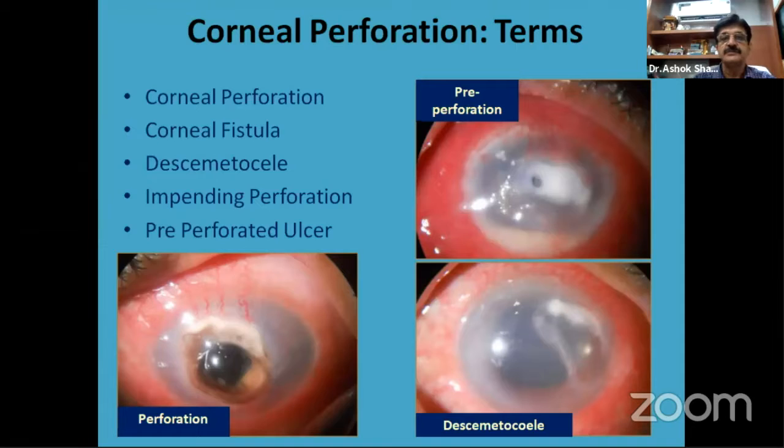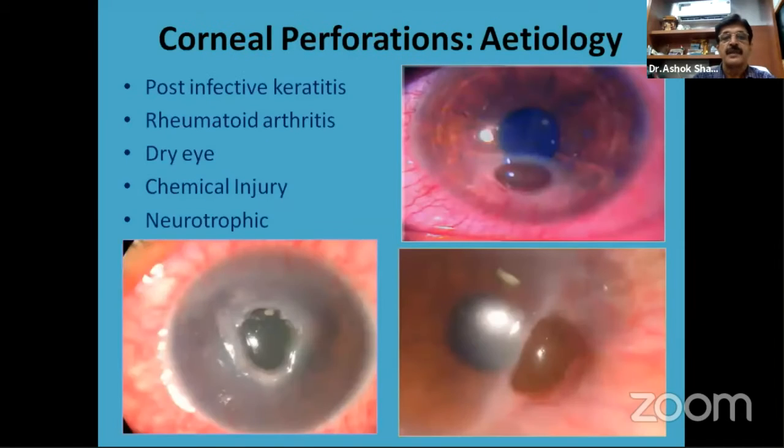If we look at the terms, there are different terms applied to this condition, maybe corneal perforation. We may also call it sometimes corneal fistula, but when the condition is prolonged, descemetoceles, impending perforations, pre-perforated ulcers, so many other terms. Clinically or histopathologically they may be different, but the management principles remain the same.